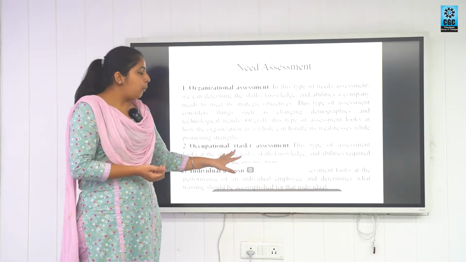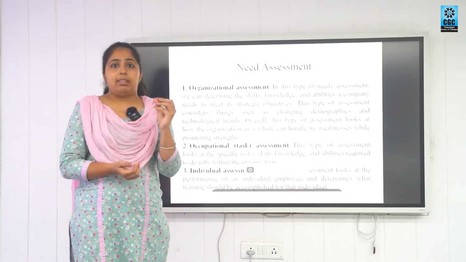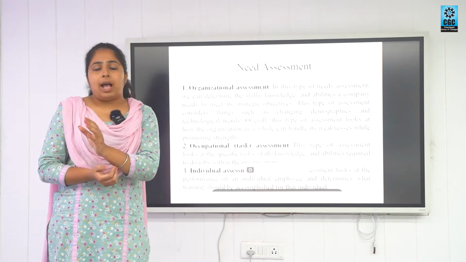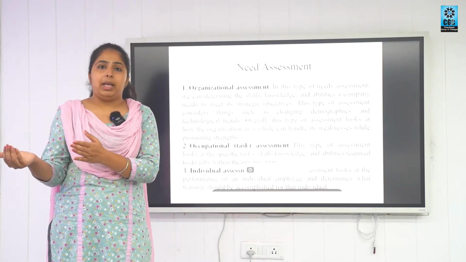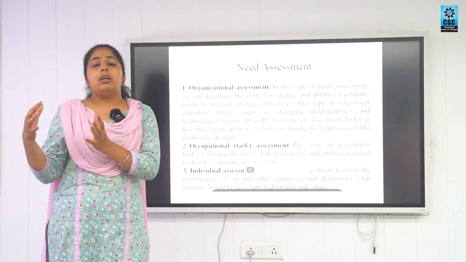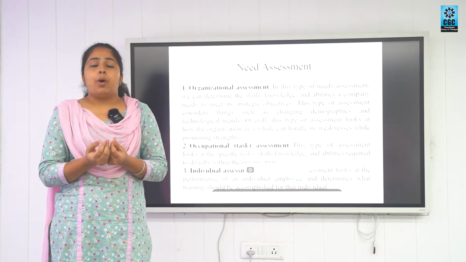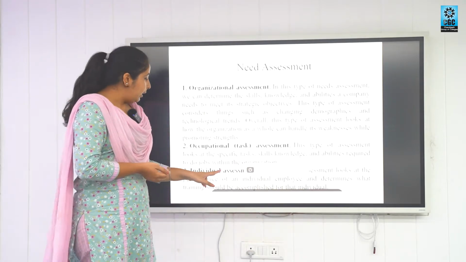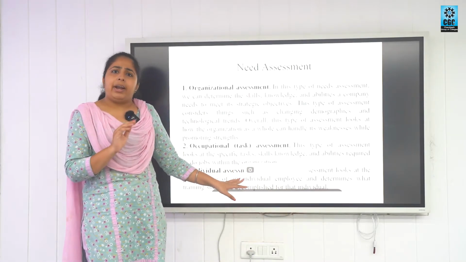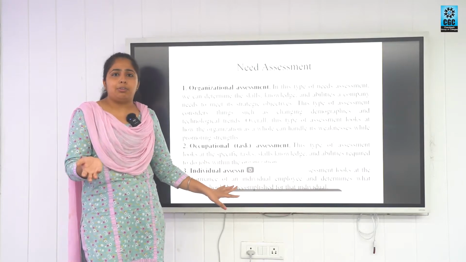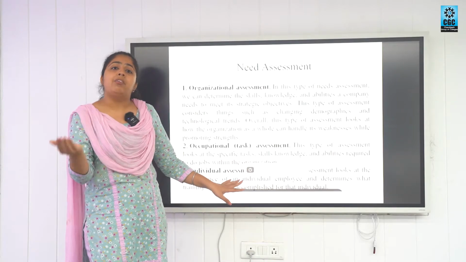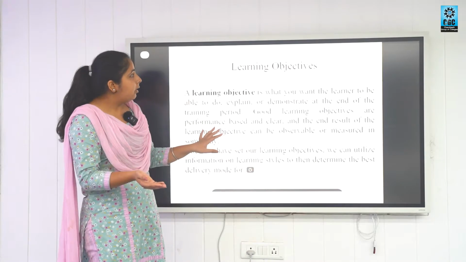Then next is occupational task assessment. In that case, I'll figure out what kind of tasks are to be performed by my employees, and whether my employees have the required and sufficient knowledge to do that task or not. And at last, individual assessment. I'll randomly check what skills are possessed by an employee and what should be provided to them through the help of training.